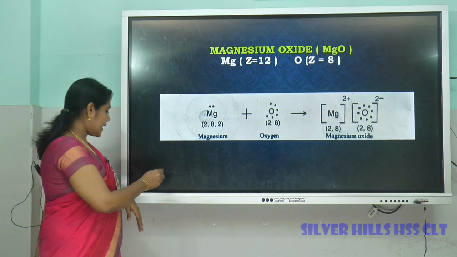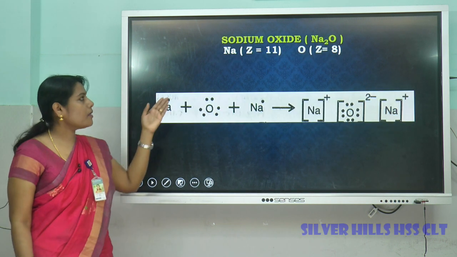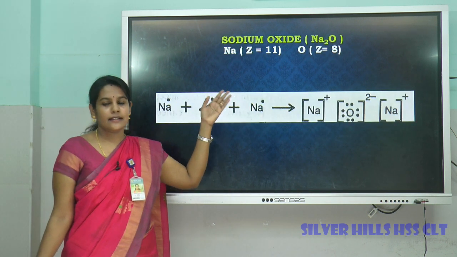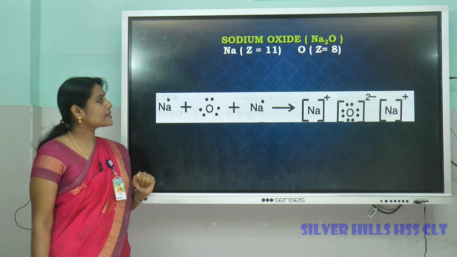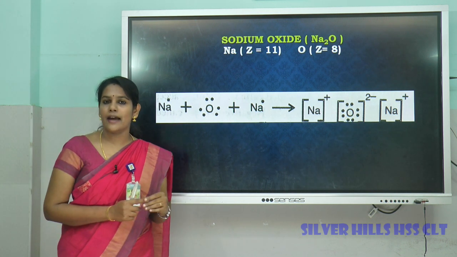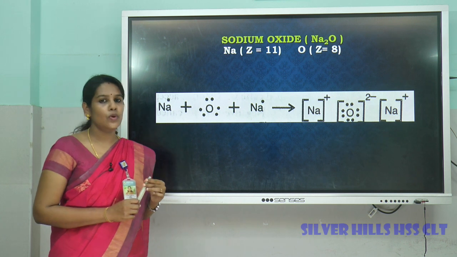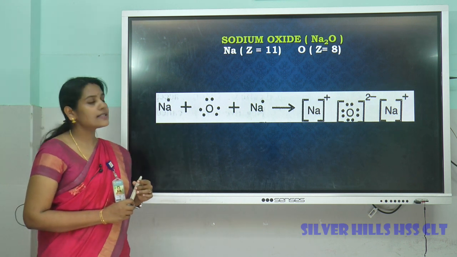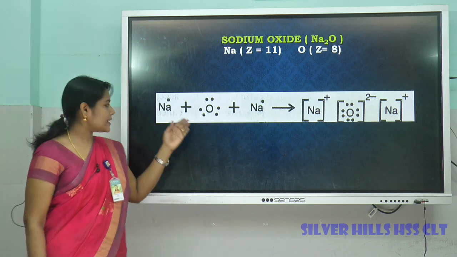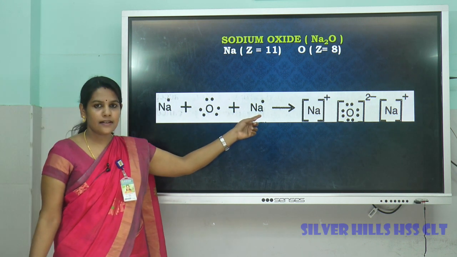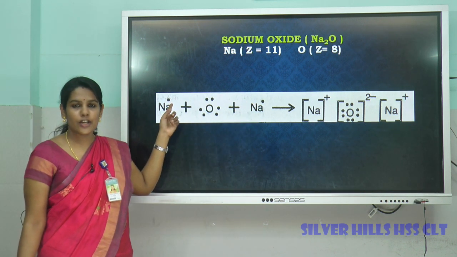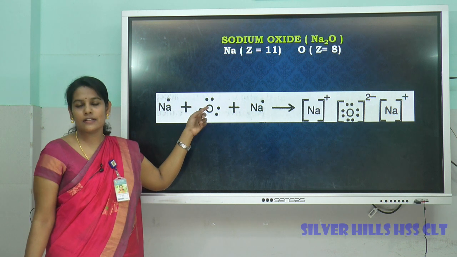Now, the third example is sodium oxide, the electron dot diagram. In sodium oxide, we have 2 sodium atoms and 1 oxygen atom. The electronic configuration for sodium is 2, 8, 1 and for oxygen is 2, 6. You can see that we have 2 sodium atoms here with 1 electron in the outermost shell and oxygen with 6 electrons in the outermost shell.